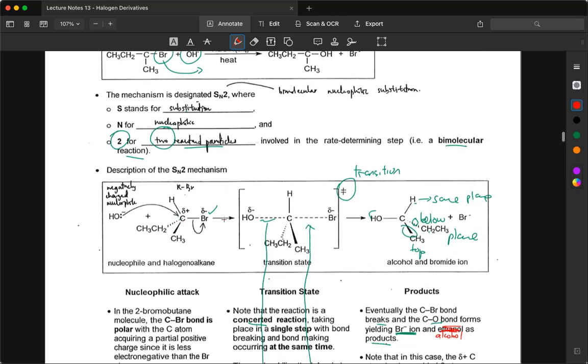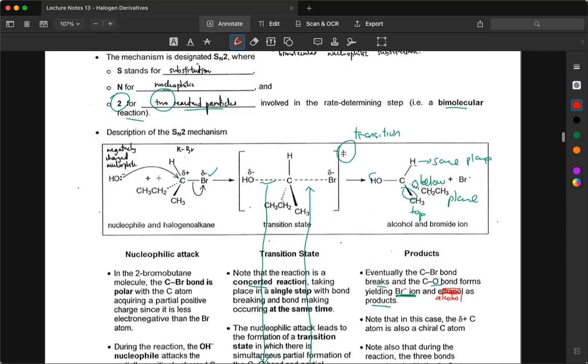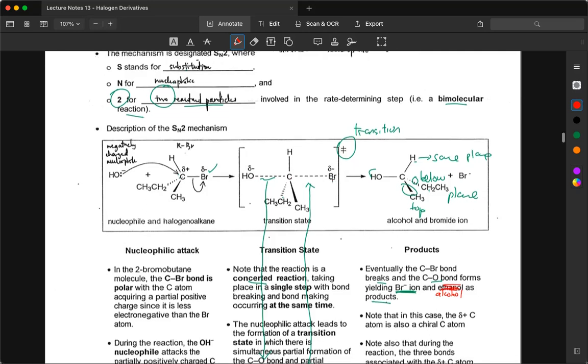So in general, we have the description of the mechanism as such. The nucleophile is attracted to the alpha carbon, which is partially positively charged. And there is a transition state where the bromine is still attached to the carbon, but the bond is weakening. While the OH is attaching itself to the carbon, at the same time, the Br is slowly detaching itself from the molecule.